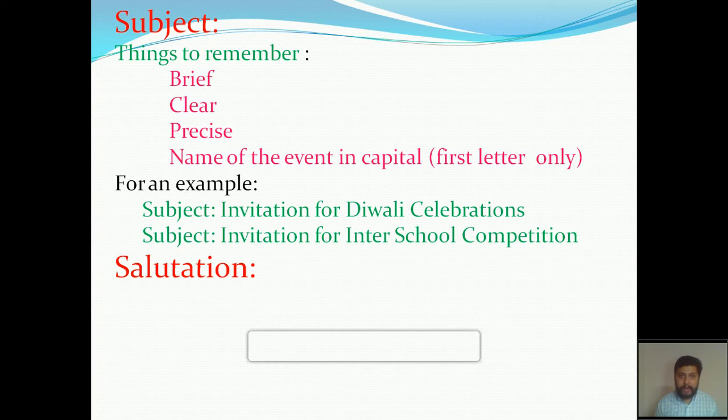The three different elements coming under the header: first one we have already seen, the to address. Second one, subject. And third one, salutation.